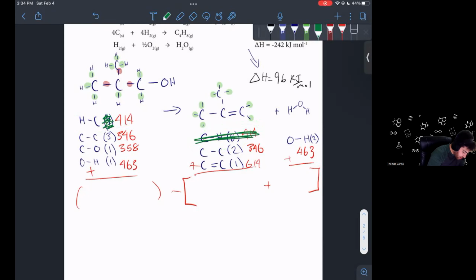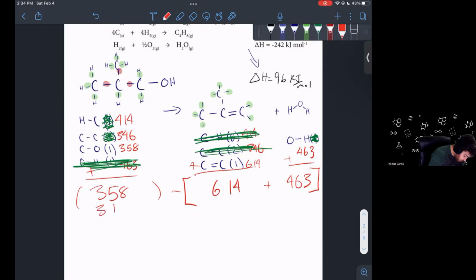Next, I have 3 carbon-carbon bonds and 2 carbon-carbon bonds, so I can cancel that out. Carbon-oxygen bonds are going to stay, and oxygen-hydrogen bonds. I have 1 over here, which will cancel out the 2 over here. My math has suddenly become a heck of a lot easier. I have on this side 614 plus 463, and on the other side 358 plus 346 plus 414.